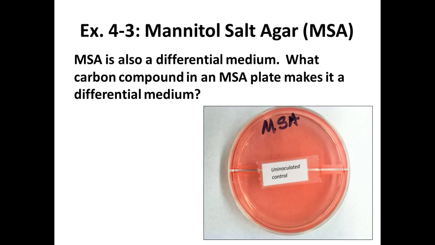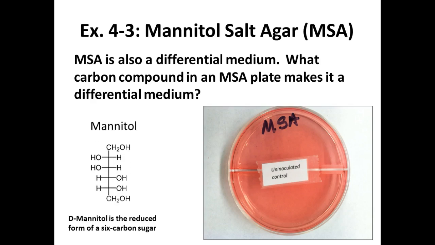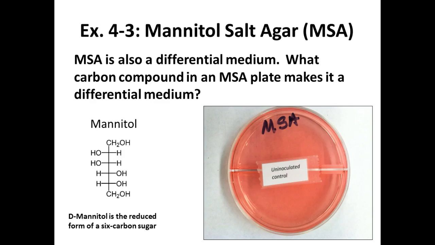This media is also differential. Anybody know what the differential agent, what they have to use to create the difference? Phenol red is a pH indicator, but what component are they actually eating? The mannitol, right? It's a sugar alcohol. And some organisms can ferment this sugar.